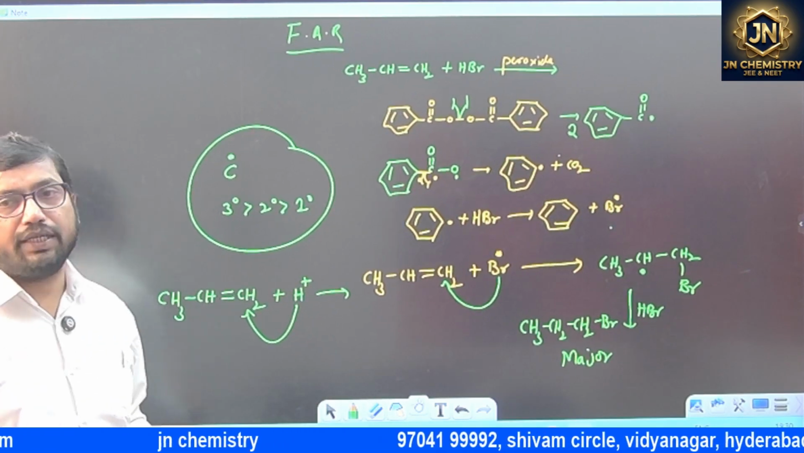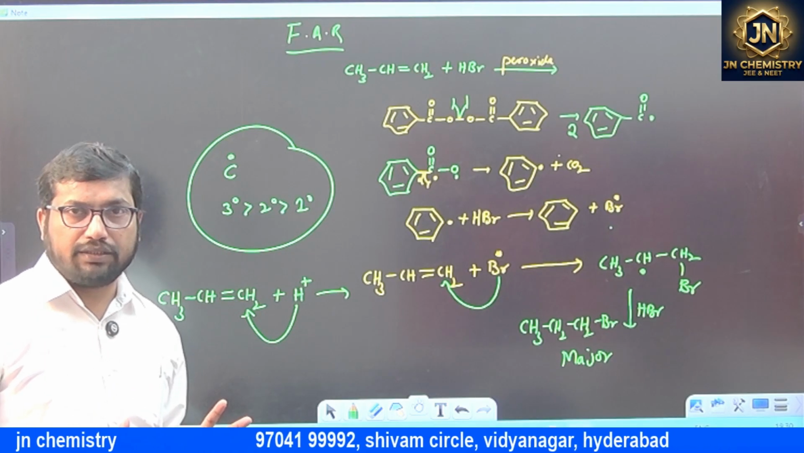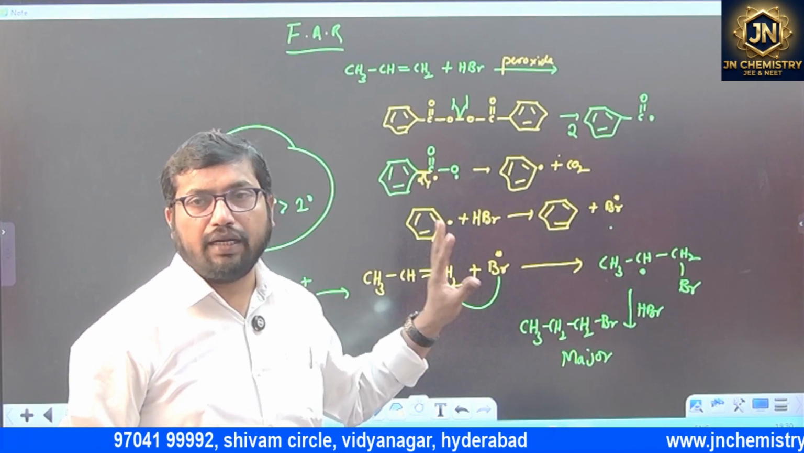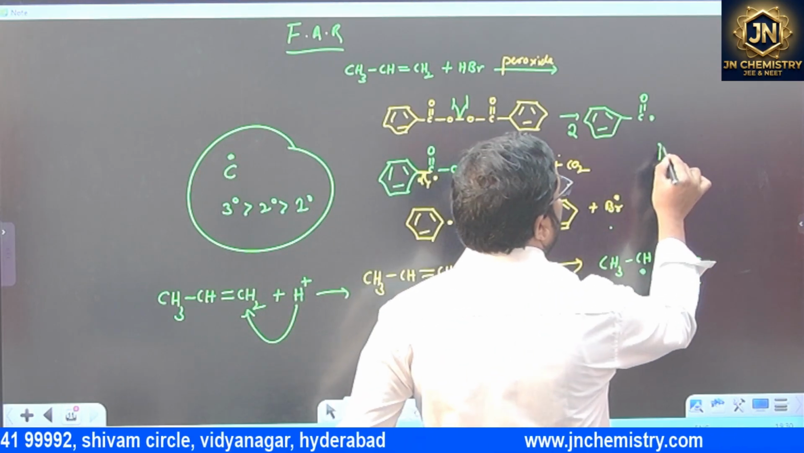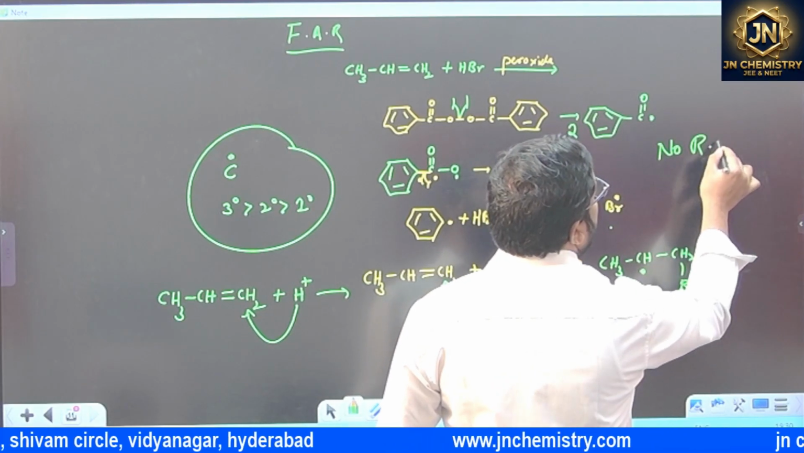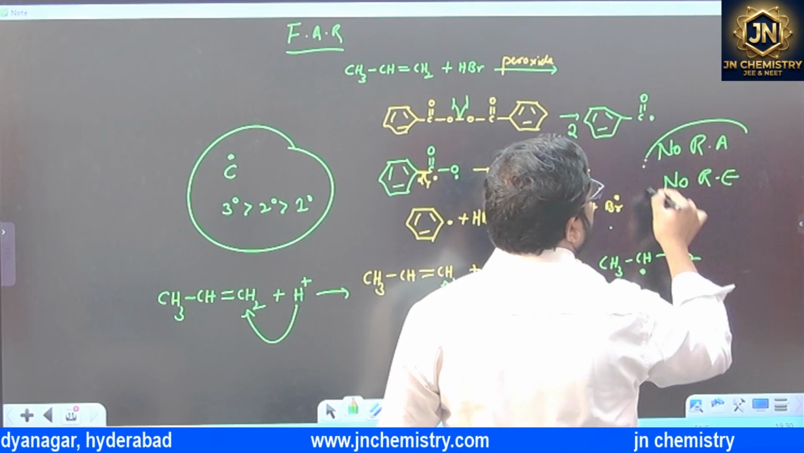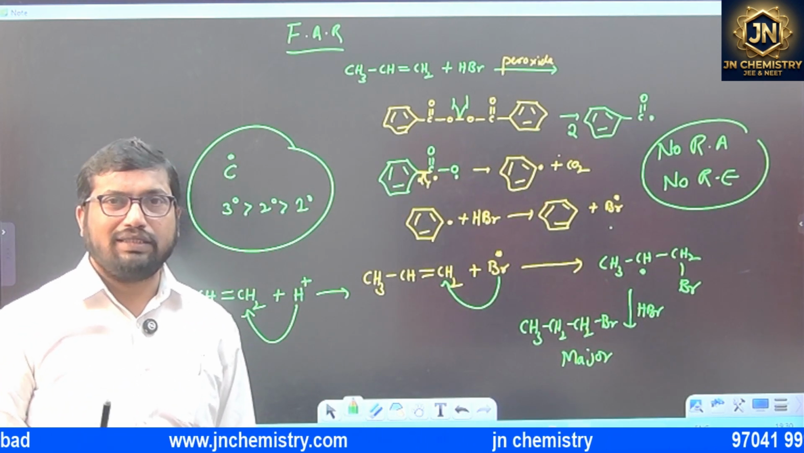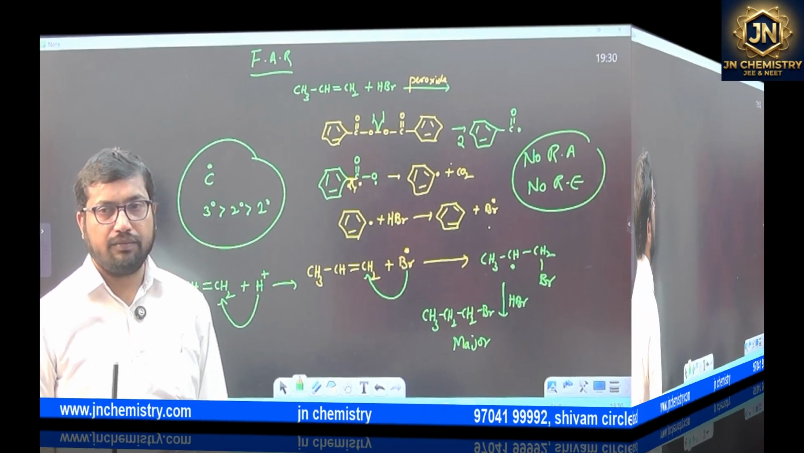And one more important thing, in case of carbocation, the natural tendency of rearrangement takes place, but whereas in this case, no rearrangements and no ring expansion, right? That is an important statement. No rearrangement, no ring expansion, because it's a highly endothermic reaction, so that's the reason. Come on, write it down.